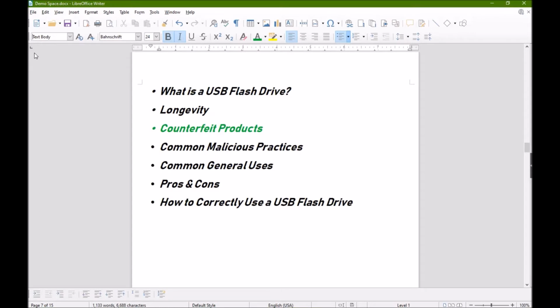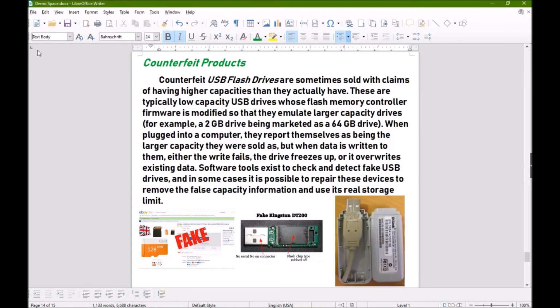I know it's not fun to think about, so we'll cover some of the negatives first. Let's look at counterfeit products in terms of USB flash drives. Counterfeit USB flash drives are sometimes sold with claims of having higher capacities than they actually have. These are typically low-capacity USB drives whose flash memory controller firmware is modified so that they emulate larger capacity drives. For example, a 2GB drive being marked as a 64GB drive.